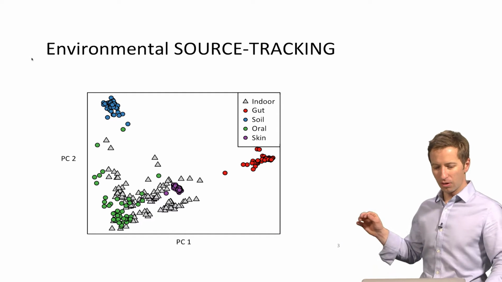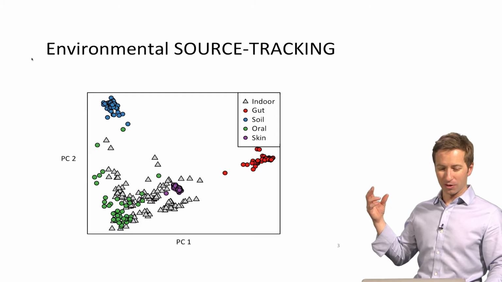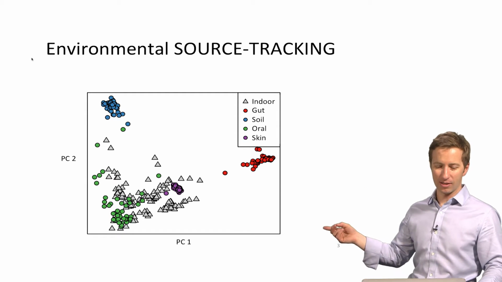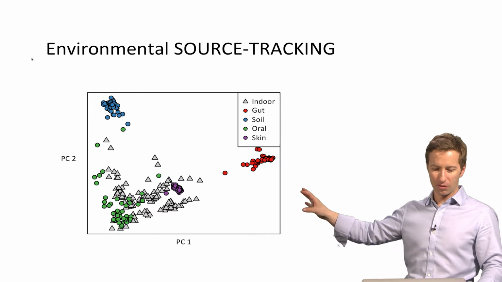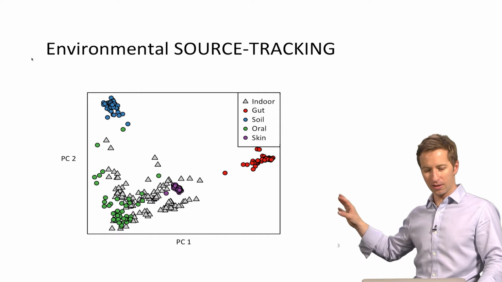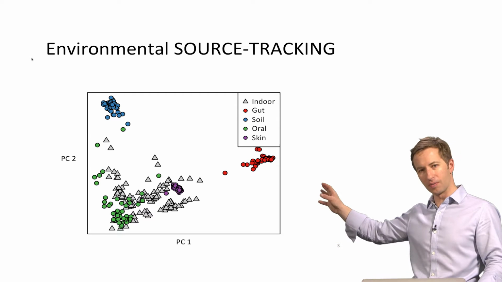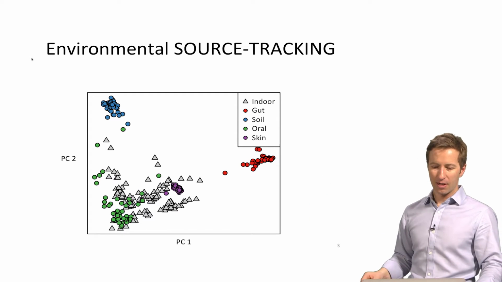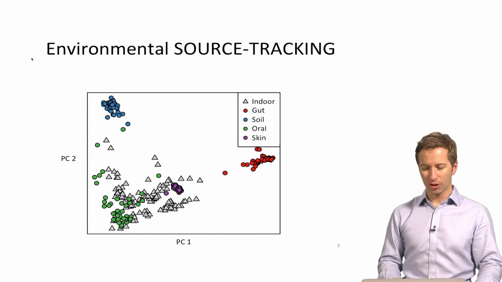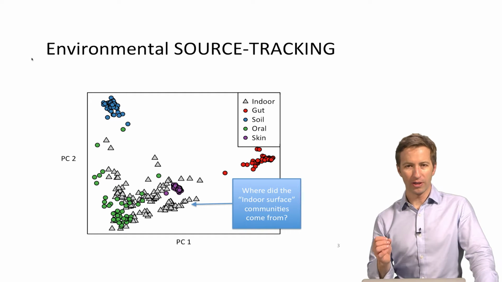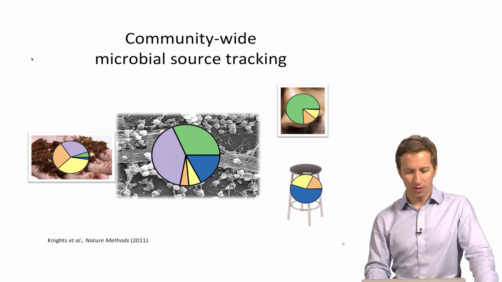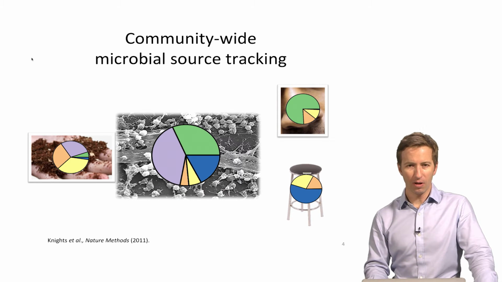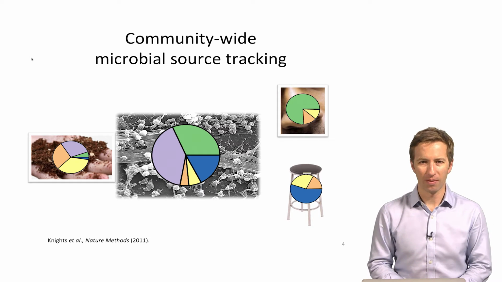So you can do an unsupervised ordination plot like this and see that, okay, they kind of tend to be similar to the skin samples and the oral samples, but some of them look a little bit more like gut. But it's a very qualitative approach. And we wanted to answer this question: where did the indoor surface communities come from in a quantitative way? So we looked at this as a community-wide microbial source tracking problem.